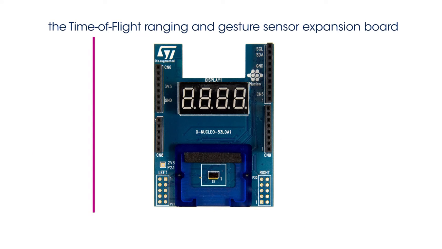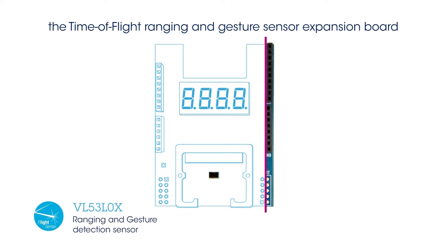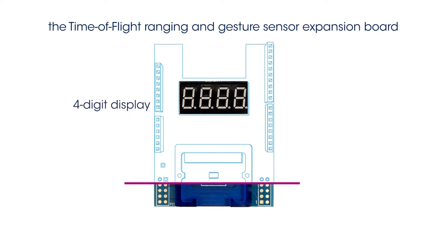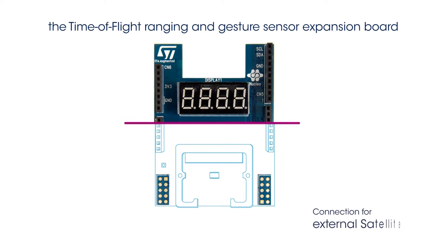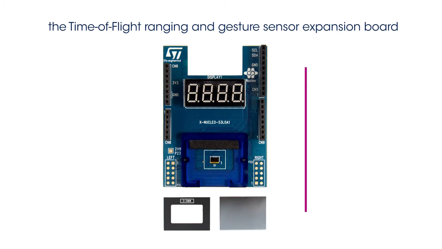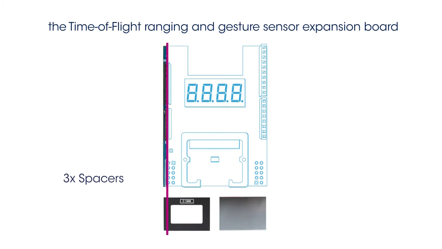The board is built around the VL53L0X time-of-flight sensor. A 4-digit display indicating the ranging distance or the gesture detected. 2 connections to solder external satellites. A cover glass holder, a cover glass, and 3 spacers of different thicknesses.